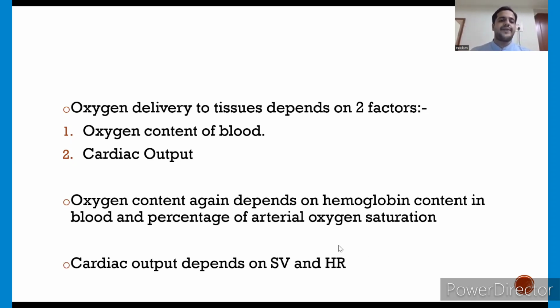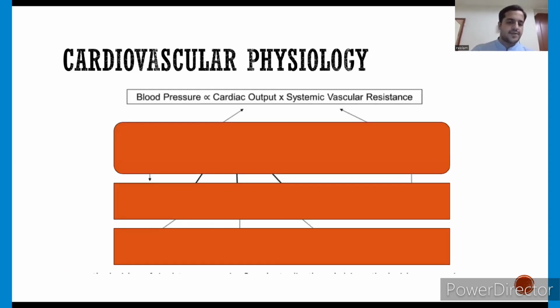And the cardiac output in turn depends upon the stroke volume and the heart rate. So this is basic physiology which we studied in first year MBBS, right? So, as I have shown here, your blood pressure is directly proportional to your cardiac output and the systemic vascular resistance. Now, the systemic vascular resistance is nothing but the pressure which is exerted by the arterioles.